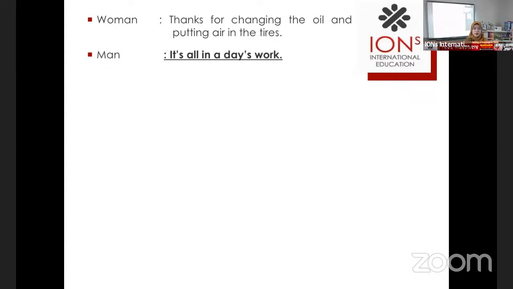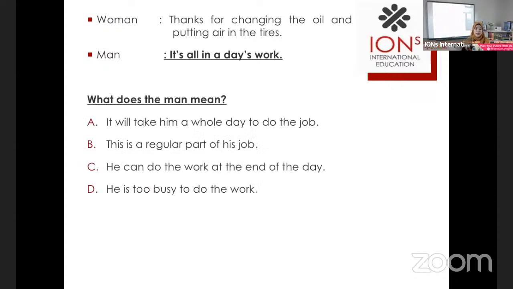So we will also learn about this kind of topic in our TOEFL ITP preparation course. Yeah, we will learn many things about this. So what does it mean? It's all in a day's work. It will take him a whole day to do the job. Jadi ini bukan artinya, it's not literal meaning. Ya, jadi meaningnya, artinya adalah kiasan teman-teman, bukan arti yang sebenarnya.